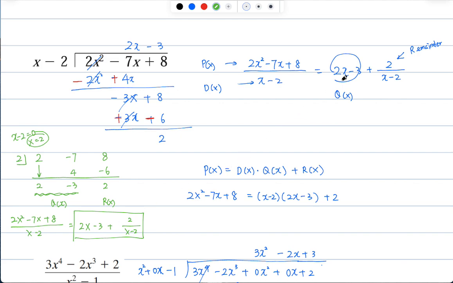It's a perfect match with what we got with the long division. Same result. That's how we do long division and synthetic division.